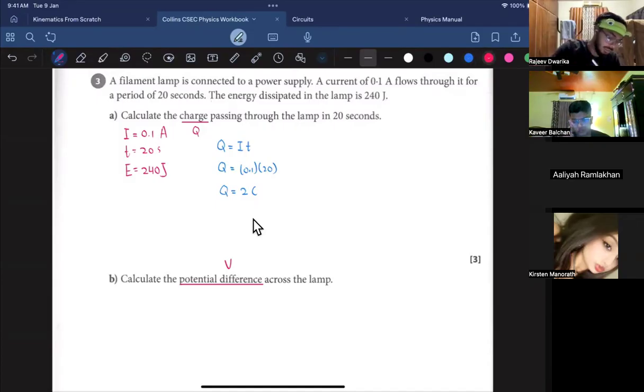The formula you have to use is V is equal to E over Q. Do we have E and Q? Yeah, because it gave us the energy. Energy is 240, and we found the charge, which is 2. So the voltage is 120.